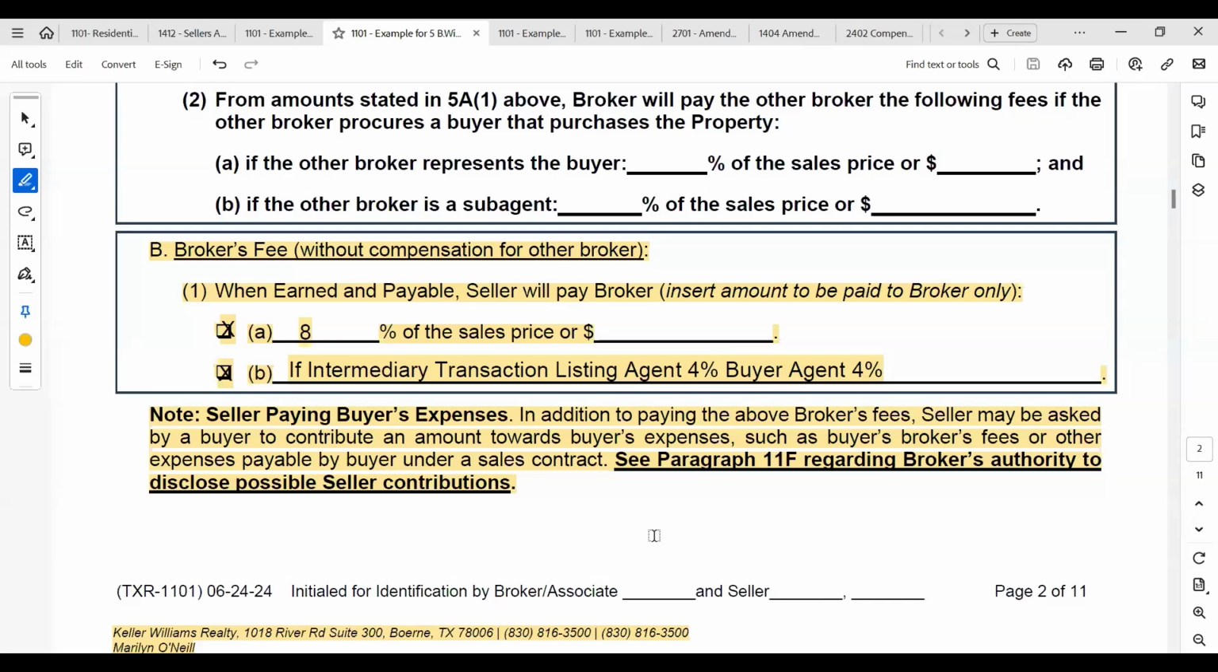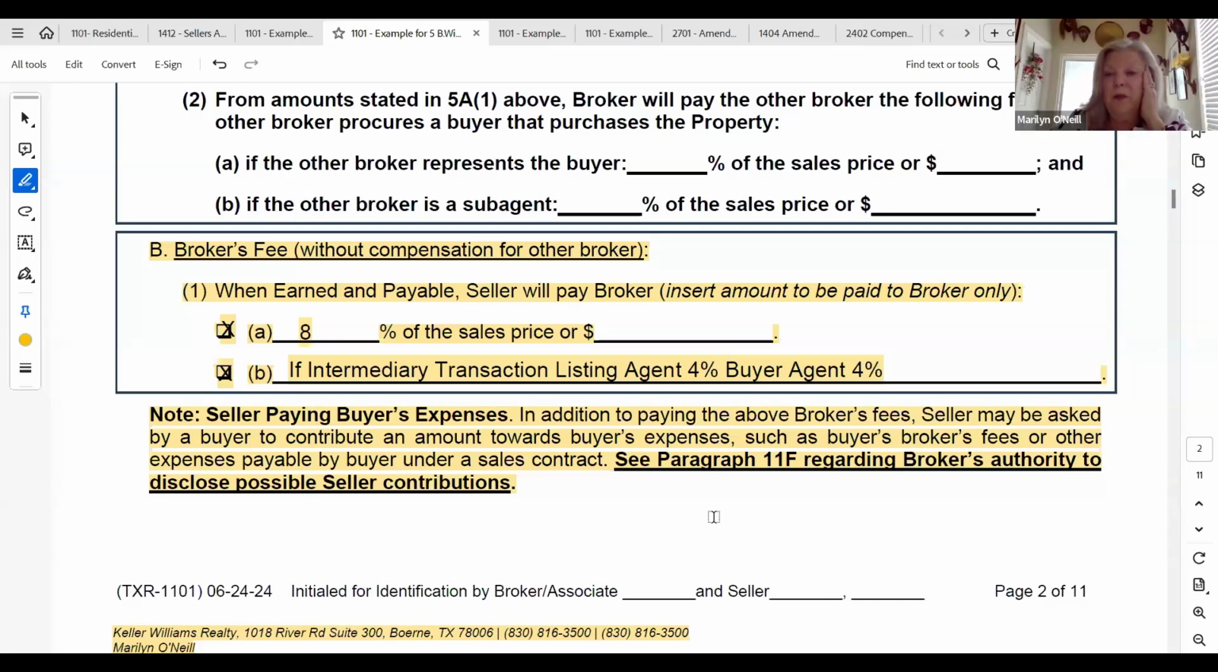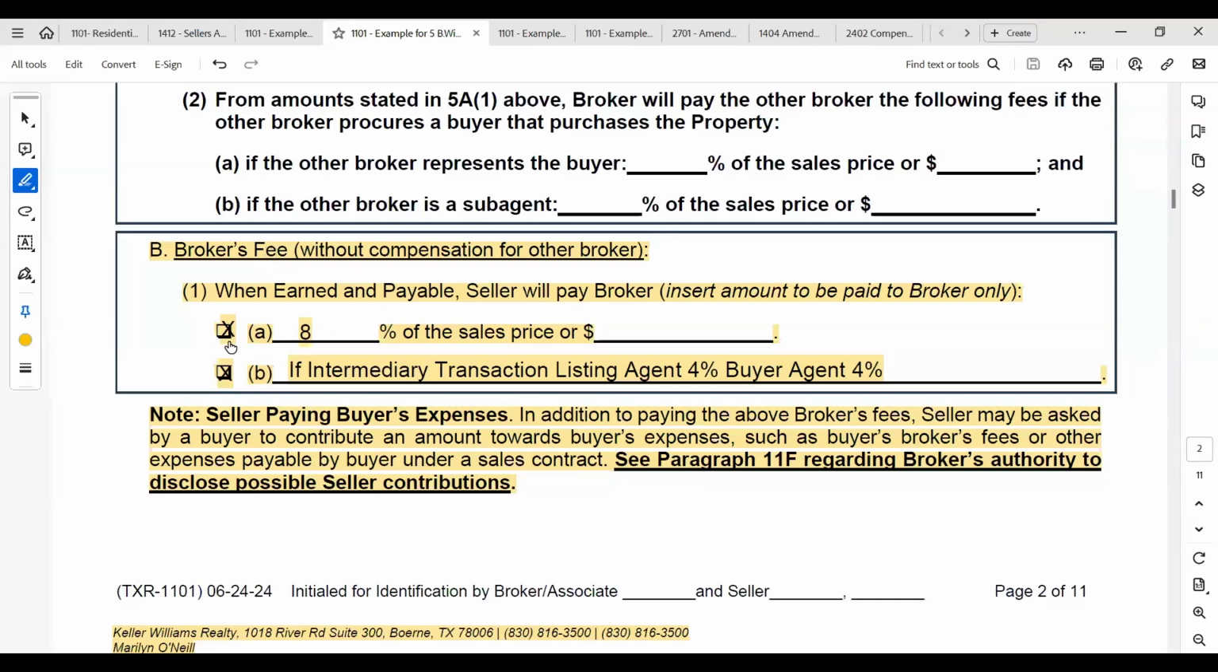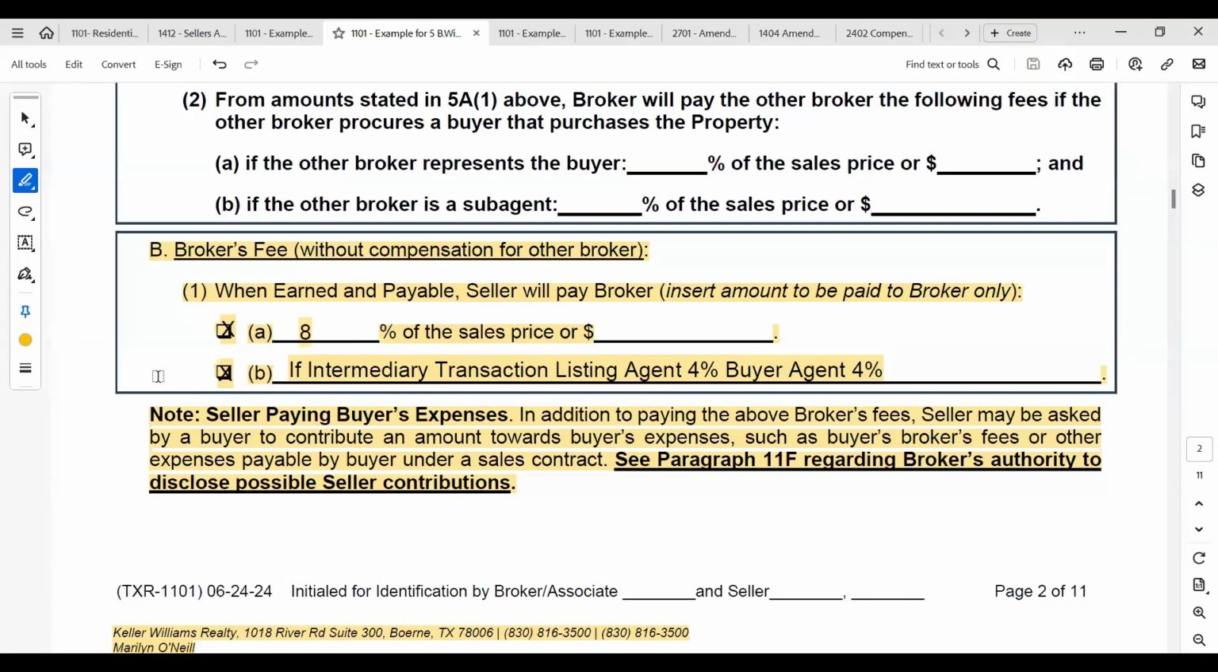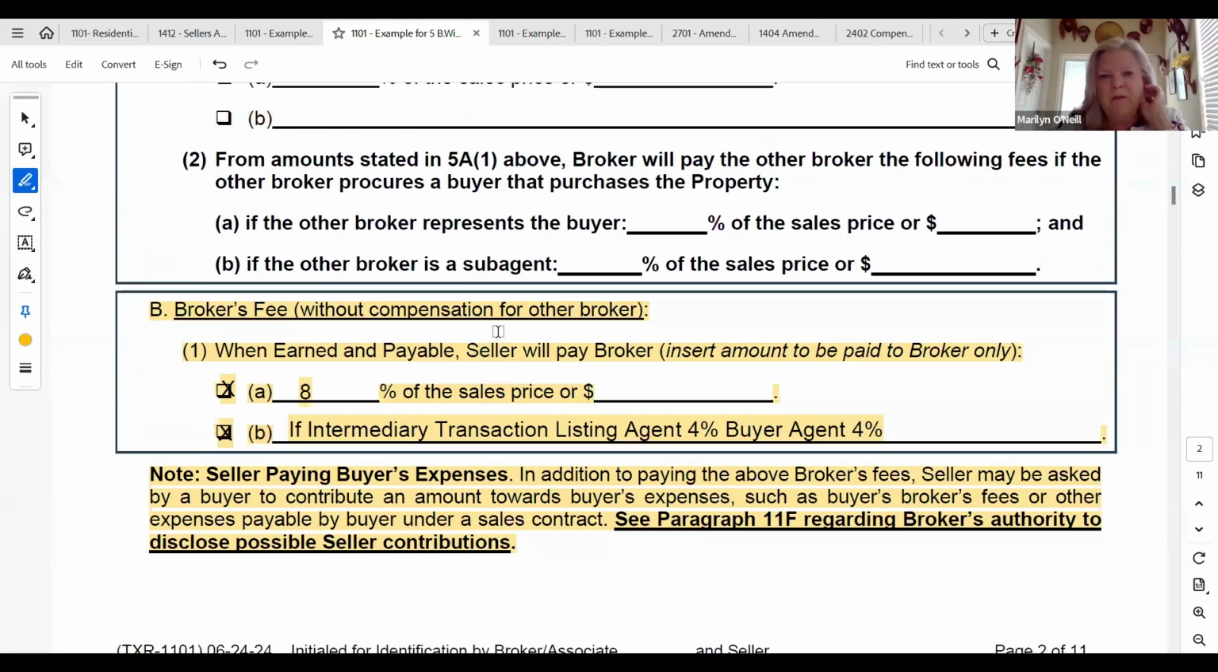A1B maybe? Well, 5 would be the one, because this one says this is a broker's fee without compensation for other broker. Okay, so yeah, if it's a customer, you're going to get everything in B1A. But what if they're also allowing, if you bring in a third-party broker, a co-broke, they're willing to. And that won't apply in that paragraph. This paragraph is only for where there is no cooperation with another broker.